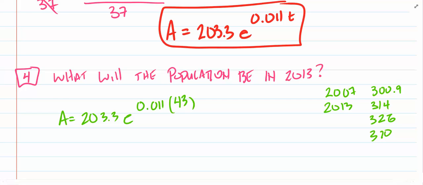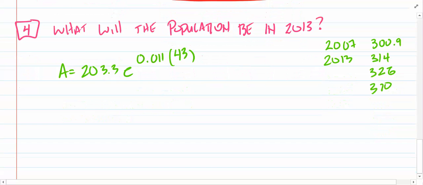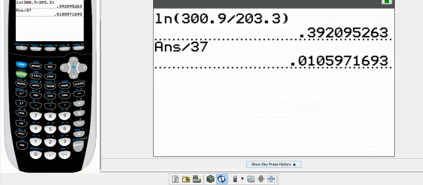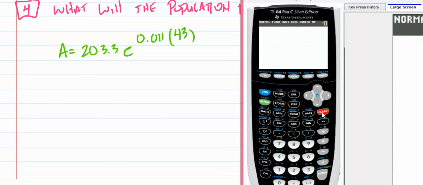So let me move this up. All right? So let's plug this in the calculator and see. I'm going to go second e, which is right here, second natural log. So e to the 0.011 times 43. And then we get an answer. And then multiply that by 203.3. Did it work? Okay, there we go. And we are getting 326 million people.